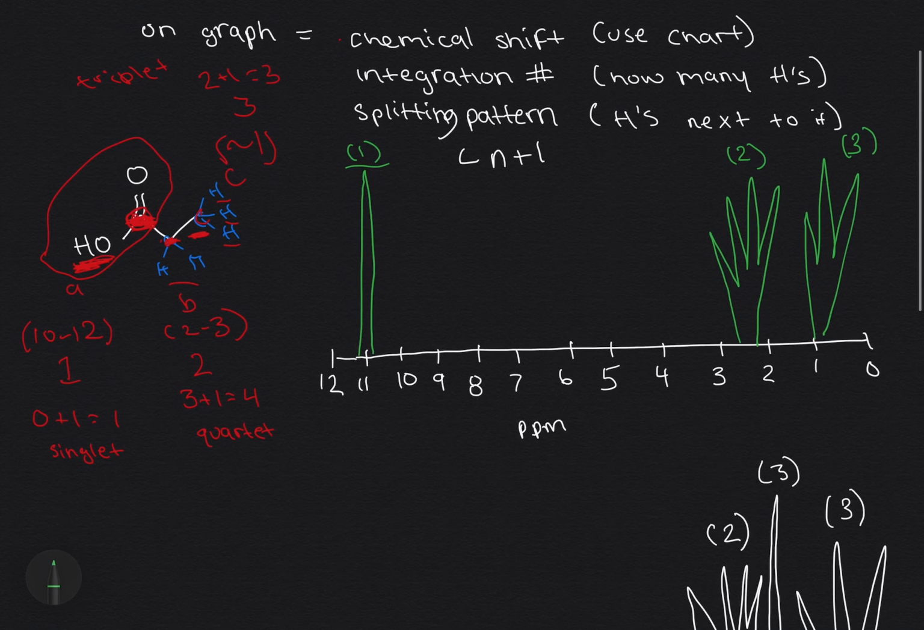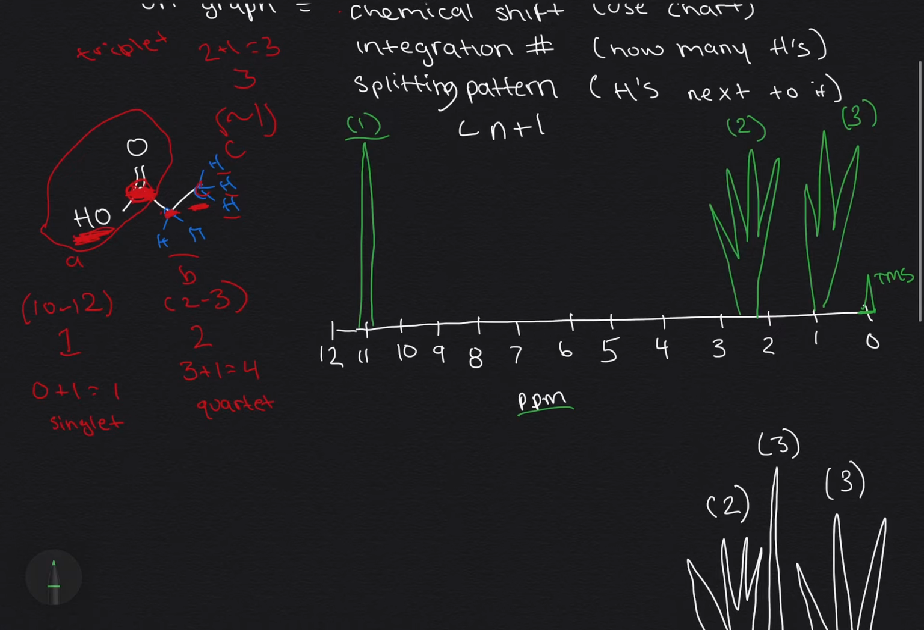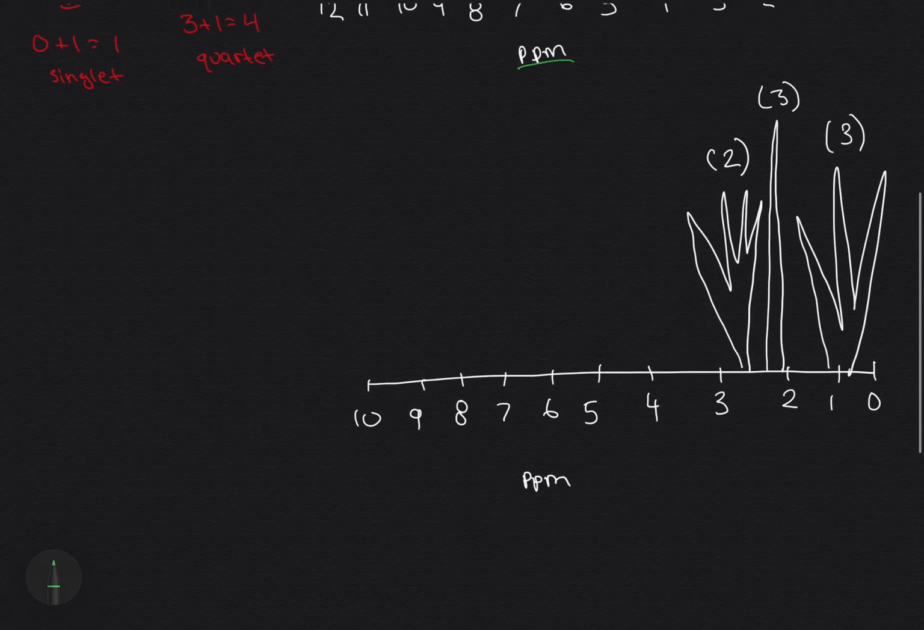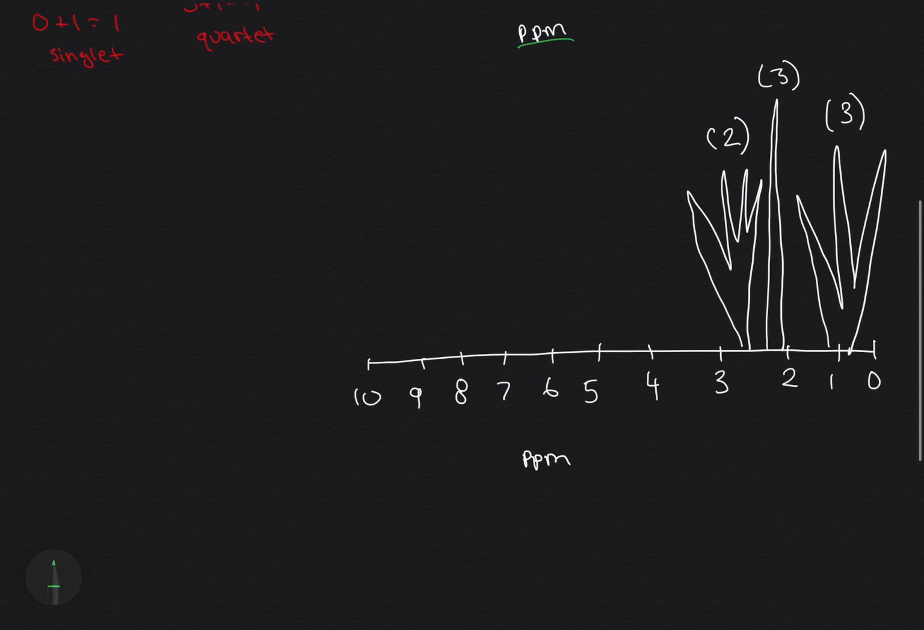Okay, and one last thing. Let's go ahead and draw. There's this thing called a TMS signal here. That's just a little substance, a chemical you'll put in with your sample. It's just always going to show a peak at 0, and that serves as a reference point to give you these ppm numbers here. That is all it's really going to do. Sometimes you'll be asked to label that. But okay, let's move on.